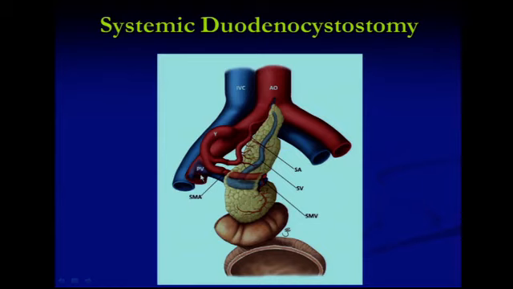Here's the portal vein of the donor transplant, connected directly to the iliac vein. So this is now called a systemic enteric connection, meaning that the venous drainage is systemic to the iliac system, and the exocrine drainage is into the bowel.